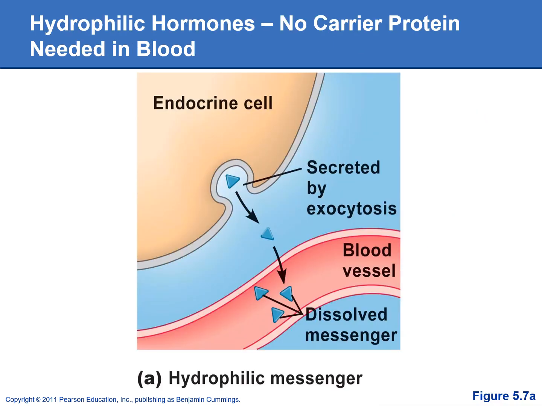This is just a picture showing an endocrine gland secreting a hydrophilic messenger by exocytosis. So maybe this is insulin hormone, for example, a protein. And then when it goes into the bloodstream, it just dissolves very easily in the blood, and so it doesn't need to be attached to a carrier protein at all.